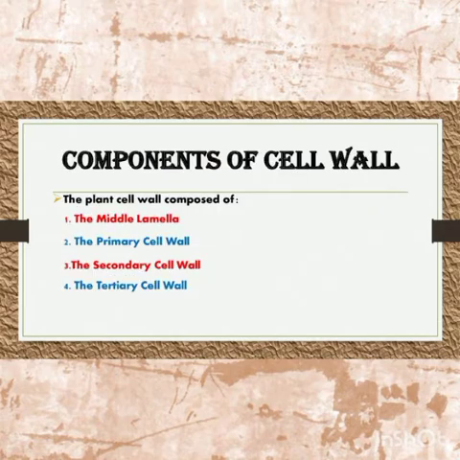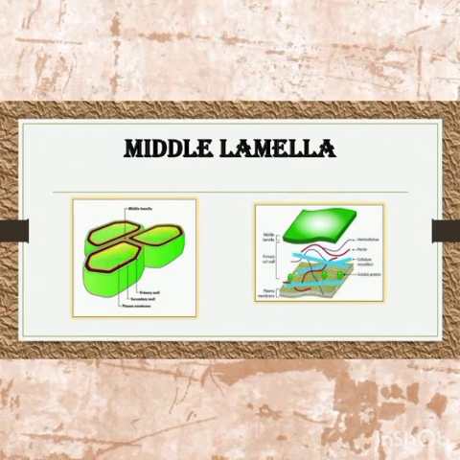So next, the plant cell wall composition. The plant cell wall is mostly composed of number 1, the middle lamella, number 2, the primary cell wall, number 3, the secondary cell wall, and last but not the least, the tertiary cell wall. So in the next slide, I will be discussing the middle lamella.